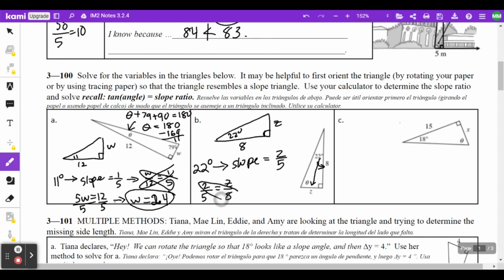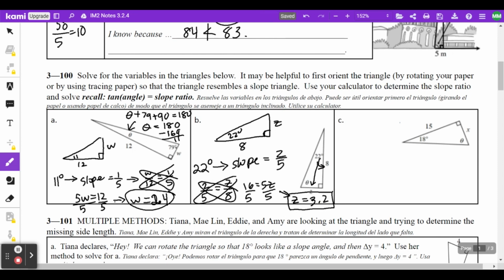I cross multiply. I have 16 equals 5Z. I divide both sides by 5. And I get that Z equals, did I make a mistake? 3.2? I did not make a mistake. Okay, very good. Next problem.